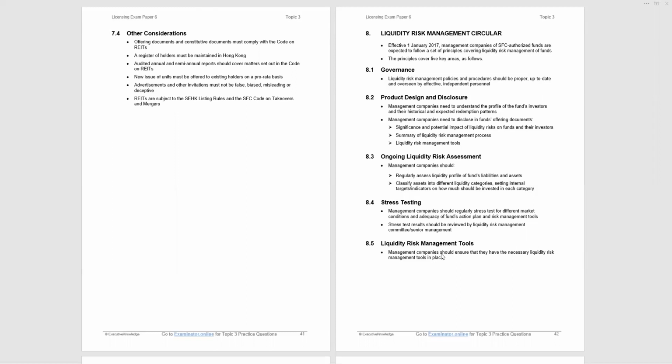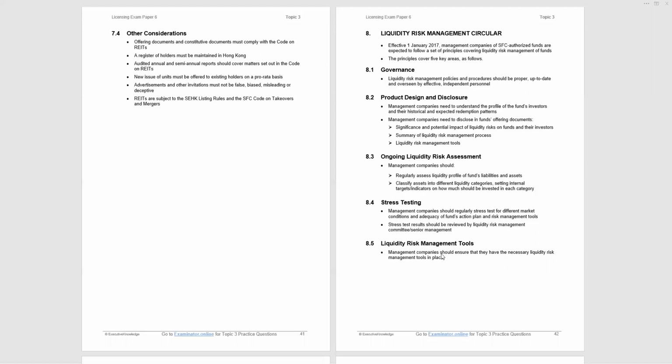I want to draw your attention to 8.2, product design and disclosure. Management companies need to understand the profile of the fund's investors and their historical and expected redemption patterns. To understand that, you will then have some idea of what potential future redemptions will be and the timing. Management companies need to disclose in the fund's offering documents the significance and potential impact of liquidity risks on funds and their investors. You should also disclose a summary of the liquidity risk management process and liquidity risk management tools. That's getting quite specific. So if I'm reading an offering document, I should be gaining comfort that the management company has sufficient liquidity risk management in place.